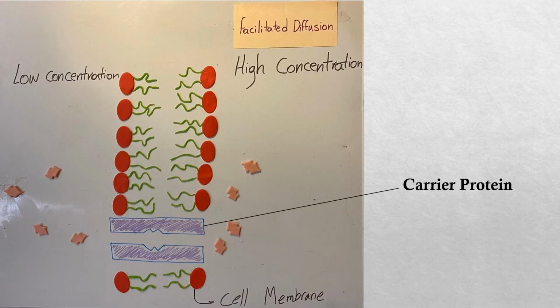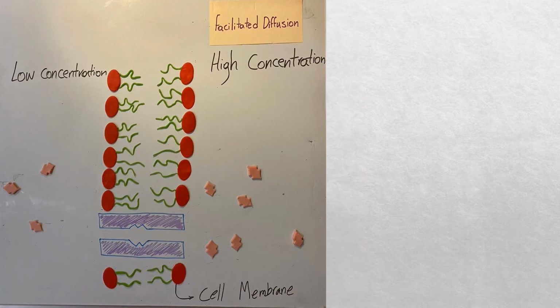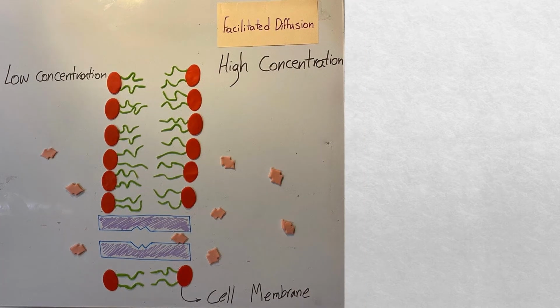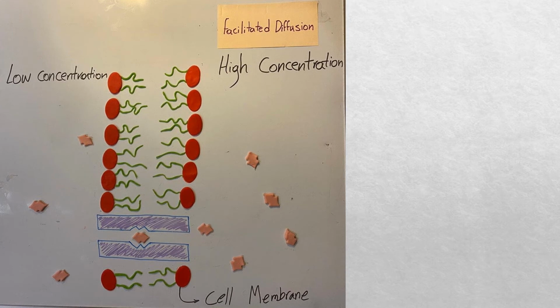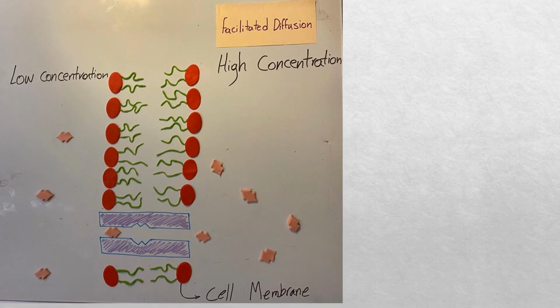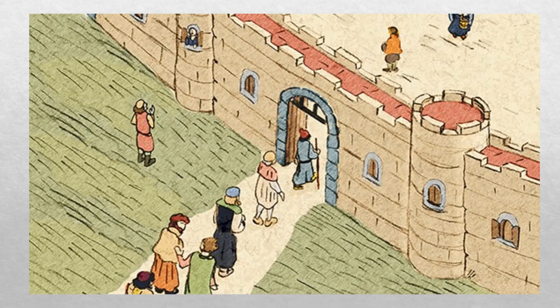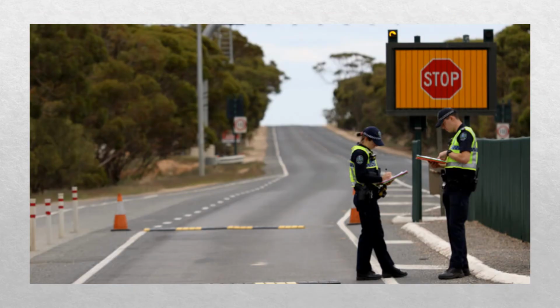On the other hand, carrier proteins bind the molecules being transported. This requires the protein to change its shape, which allows a particular molecule to cross the membrane. These proteins act like the guards of the city wall or the police force on the border control.